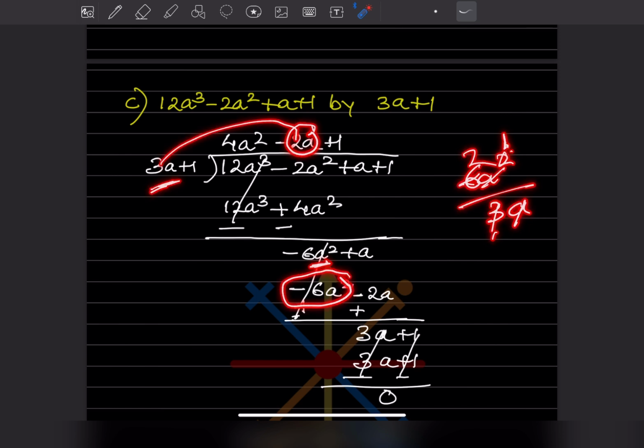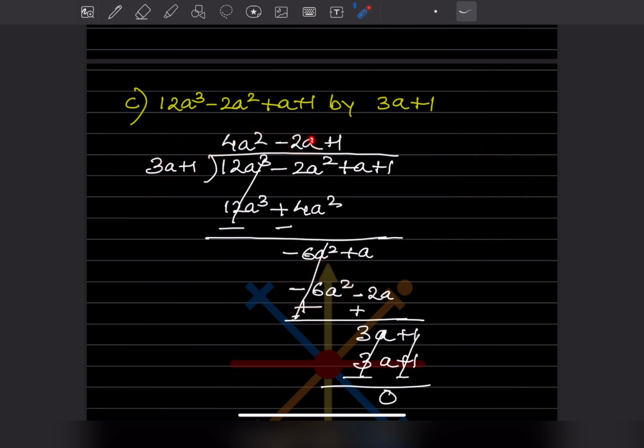So this into this is going to be what? Minus 6a square. Now this into this is going to be what? So here 2a, minus 2, minus 2a. So see here, 3a plus 1 minus 2a. So when you multiply this into this, minus 2a, and this is going to be minus 6a square. So minus here, this is minus. So minus becomes plus and minus becomes plus. So minus 6a square plus 6a square, this gets cancelled. Plus a plus 2a, that is going to be 3a, and this is going to be 1.